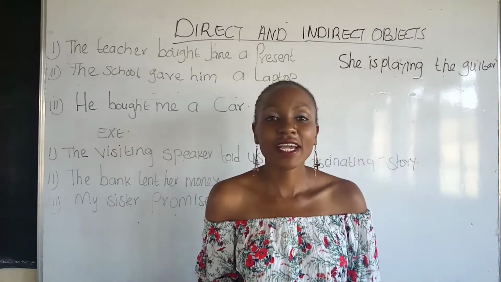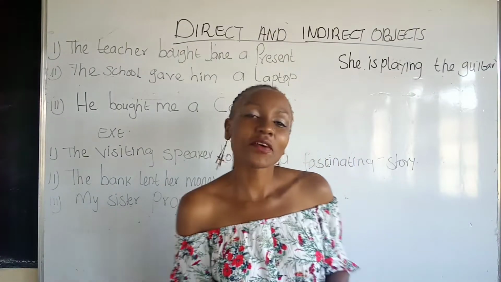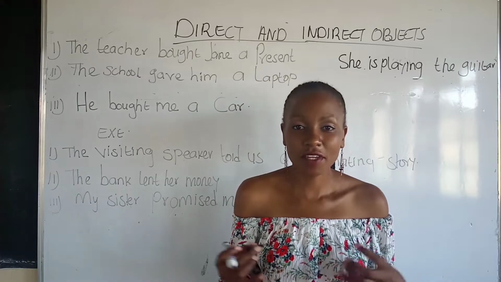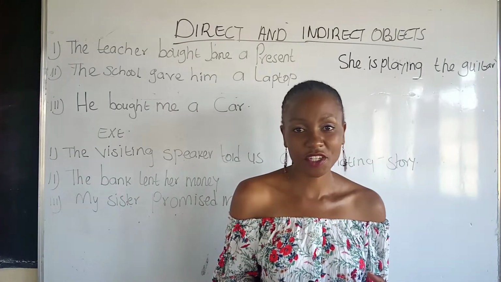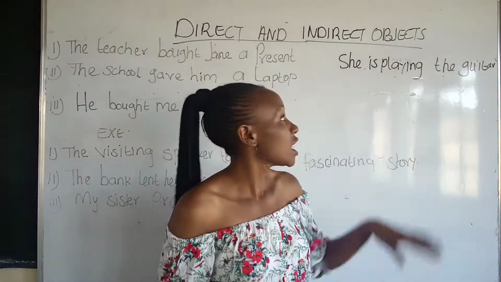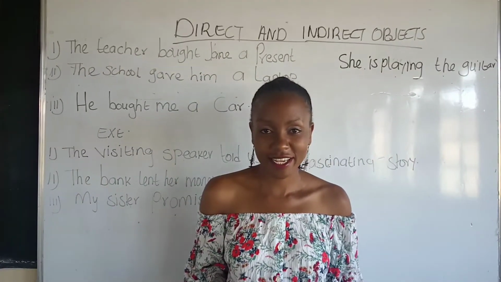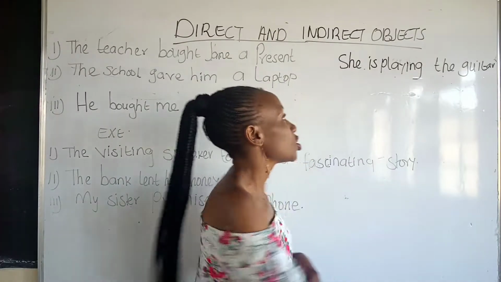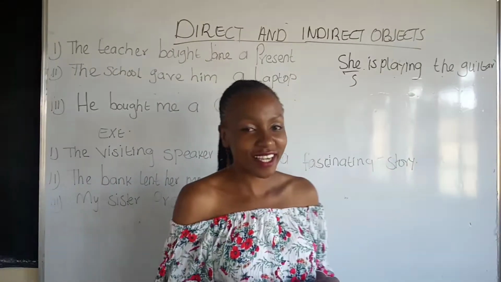Let us start by defining the object. So the object is the receiver of the action. The subject does the action, the object receives the action. We have this one example. She is playing the guitar. We have she as the subject.